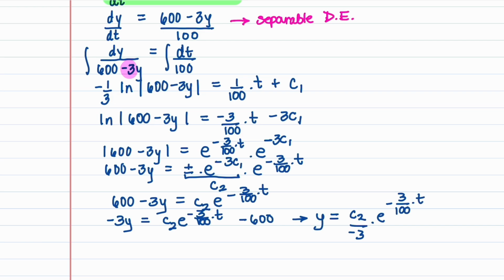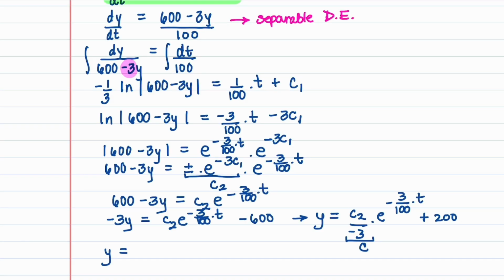times t plus 200. Let's rename our constant once more. We'll call that c. And over here on the left, we can write down our solution. y is equal to 200 plus c times e to the minus 3 over 100 times t.